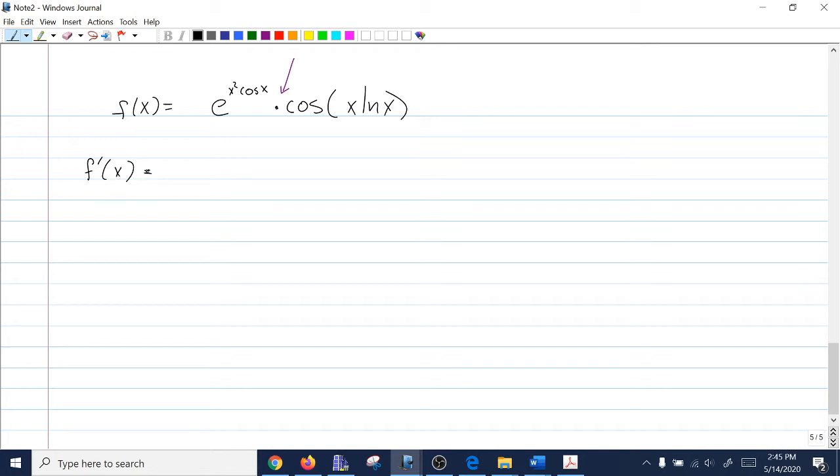It starts with derivative of the first. I need the derivative of e to the this. How do I take the derivative of e to the something? Derivative of e to the anything is e to the that thing, leave the inside alone, times the derivative of the inside. So now I'm turning my goggles to this and saying, how do I take the derivative of this?